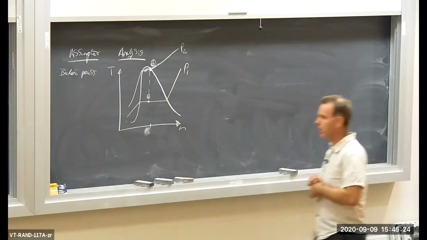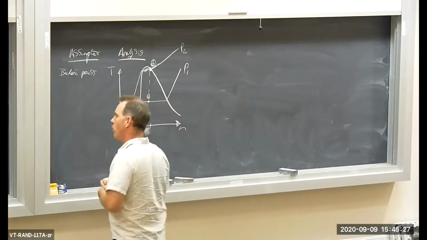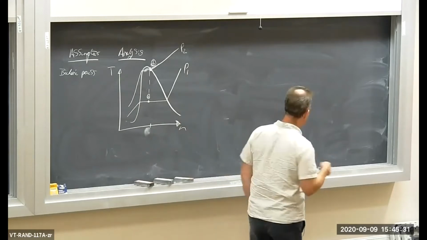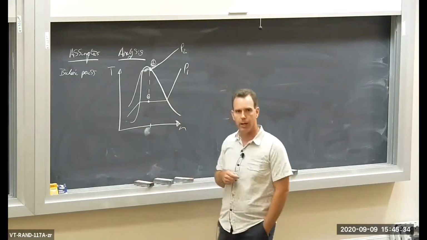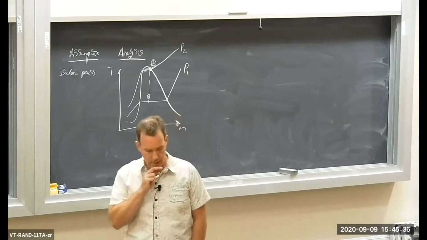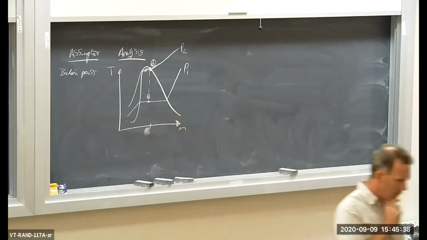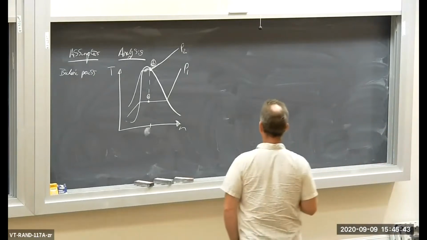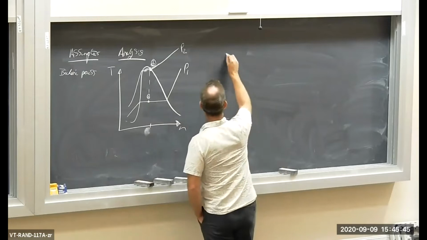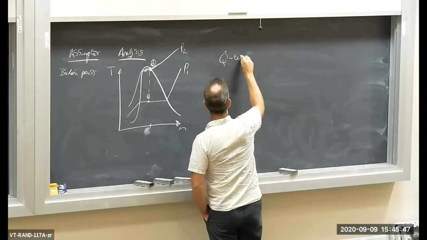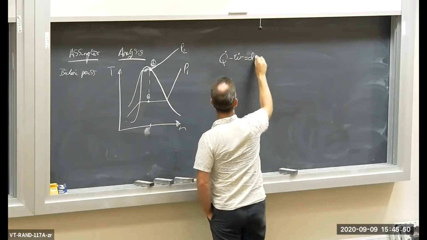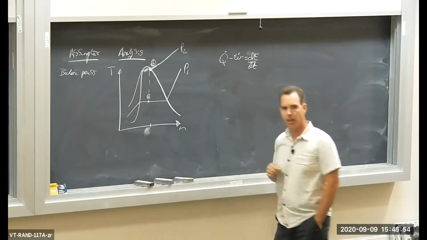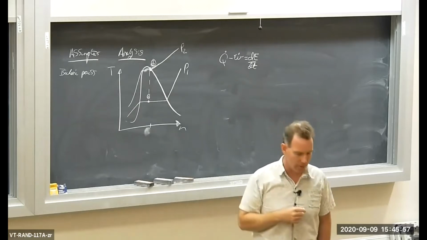To calculate the time required to boil the liquid away, let's write the energy balance. But what version should we write up? We're interested in time, so maybe we should write the rate-based energy balance. Q dot minus W dot is equal to the time rate of change of total energy. Okay? That's the E balance for a closed system.